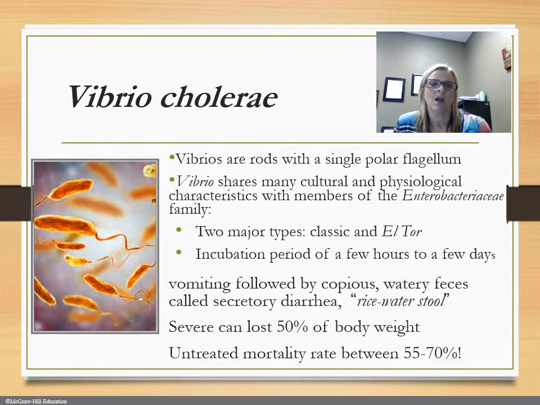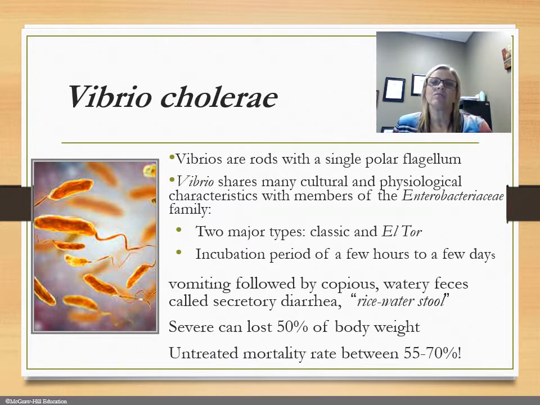All right, so here we have Vibrio cholerae. Vibrios are usually rods. They do sometimes have a curved shape, a slight curve to them. Single polar flagellum. These are frequently isolated with cells that move very quickly. They almost look kind of like a comma in their curved shape.